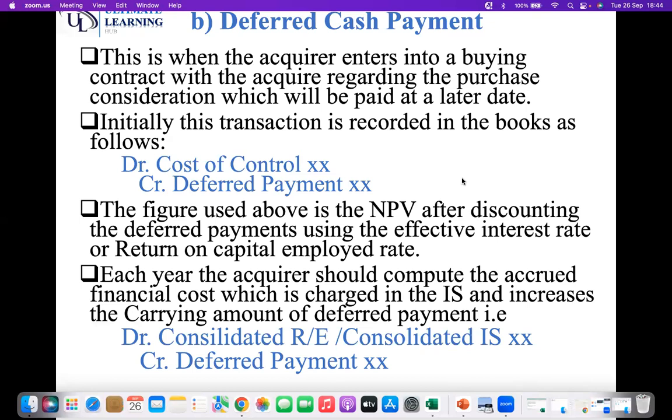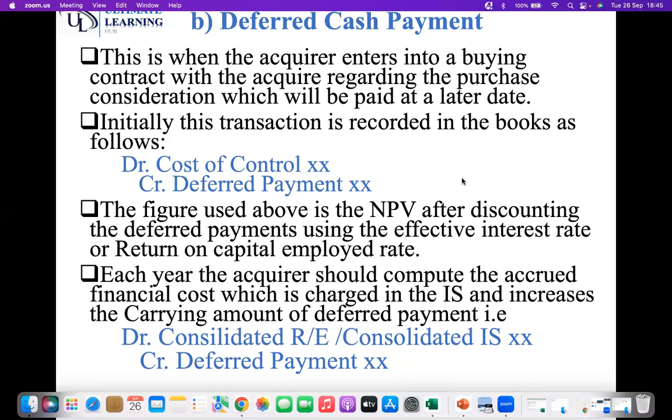Now, whenever there is deferred payment, and this is very important, because it's a promise to make payment in future, it gives rise to a liability, because you have not yet paid. So long as you have not yet paid, there is a liability until you make the payment. In other words, there is an obligation until the payment is made. You are obligated until the payment is made. So that is a liability.